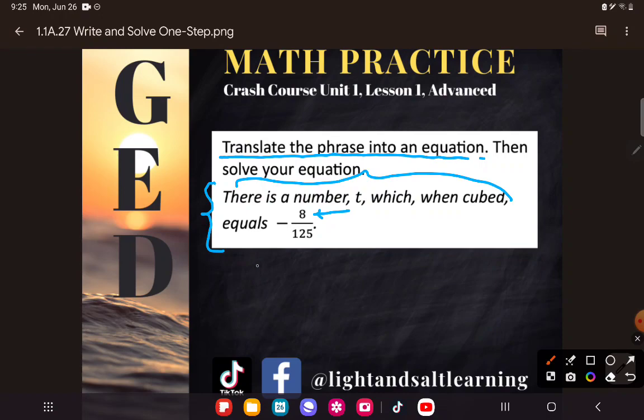So there is a number T. Okay, a number T. You say, that's not a number, that's a letter. It's standing for a number that I don't know what it is yet. So I'll just call it T.